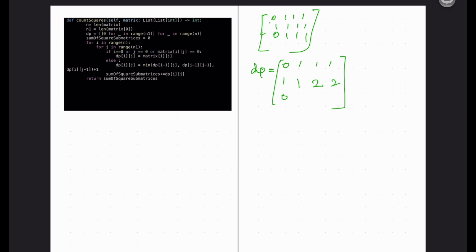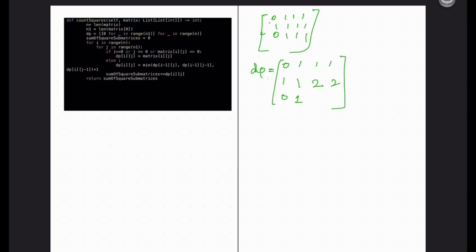Now here, this is a 1. The matrix of ij is not 0, and it's not either i equals 0 or j equals 0, right? So now we check these three values. Among these, the minimum is 0, which means it can't form a 2 by 2, it can form only one square submatrix. So we add it to the 1.